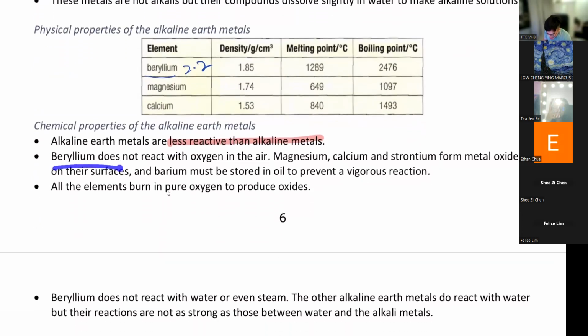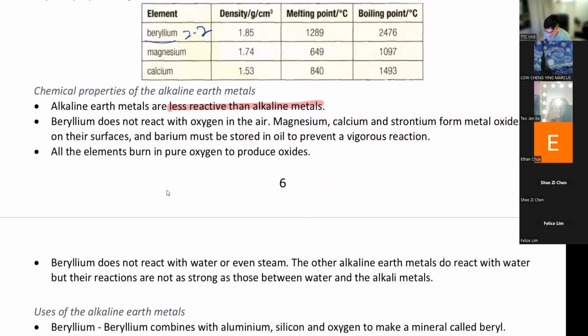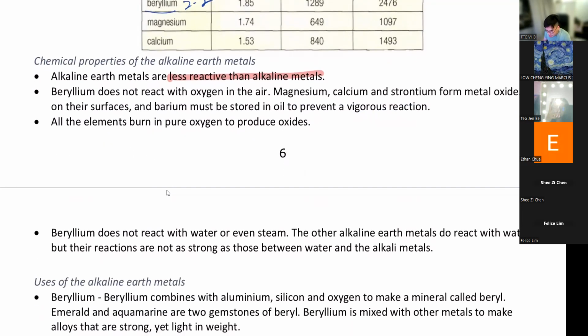Okay, so beryllium does not react with oxygen in the air. They don't even react with oxygen. But these 3 will react with oxygen. Magnesium, calcium, strontium form metal oxide on their surface. Barium must be stored in oil to prevent vigorous reaction. Okay, only barium you need to store in the oil. You don't need to know this. They burn in oxygen to produce oxide.